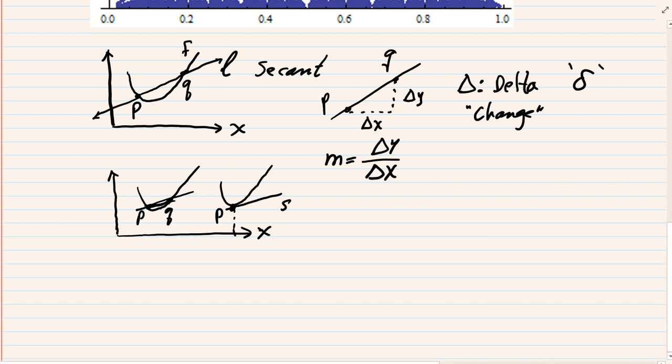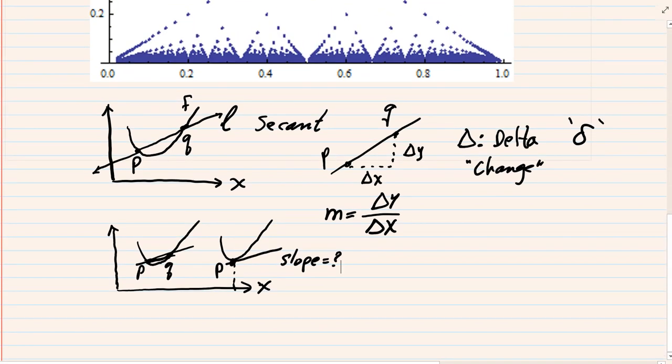So the question is now, what is the slope of this line? It is a line, so it's got to have a slope. The trouble is now that I only have 1 point, I don't have that second point Q. So how are we going to do this? And that is the objective, I should say, the objective of this section.